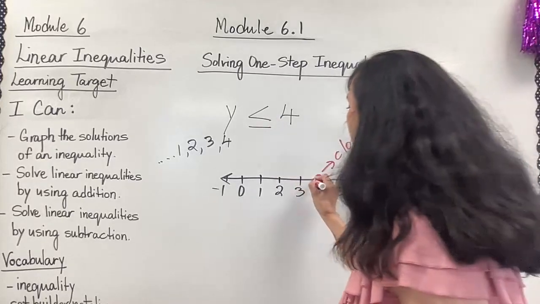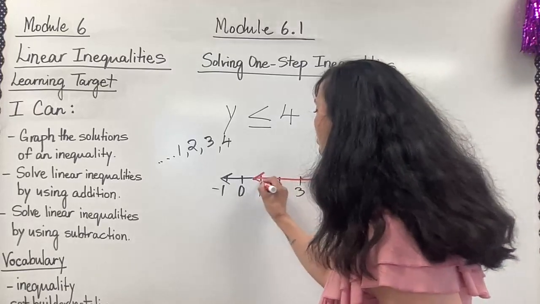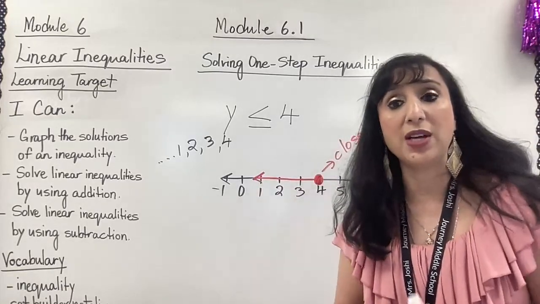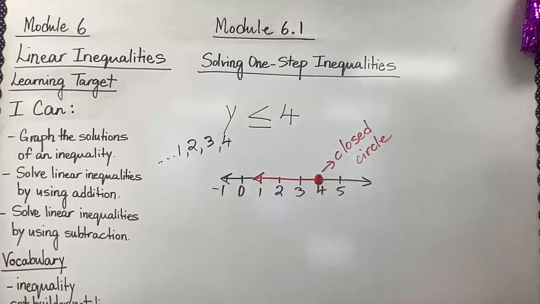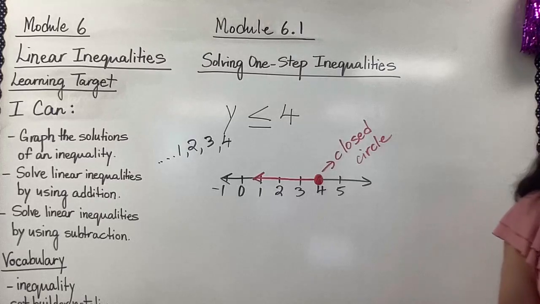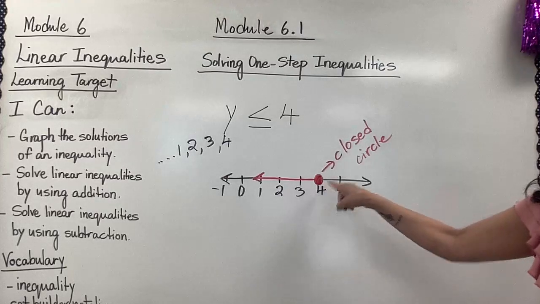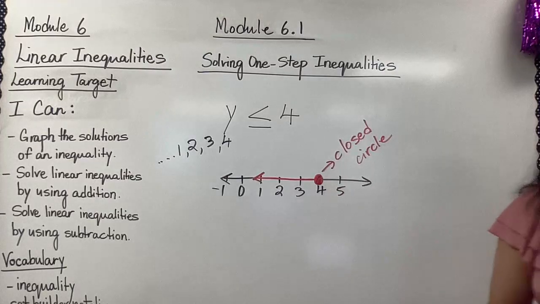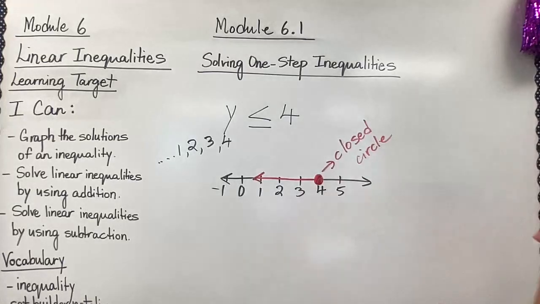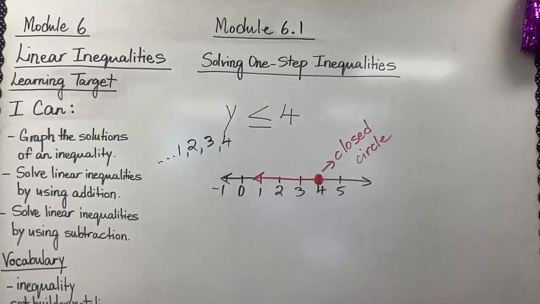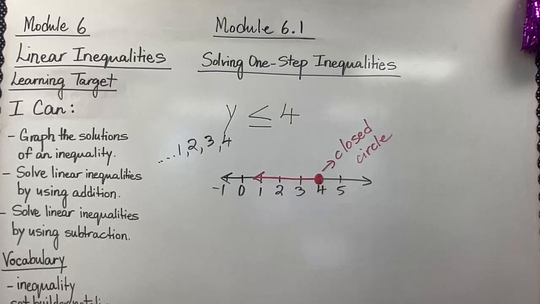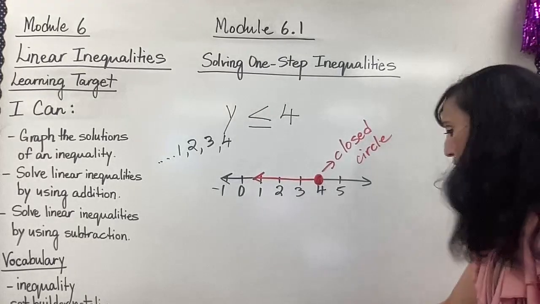And then everything to the left of 4 also is a solution to this inequality. So once again, the closed circle or the dot at 4 is showing that 4 is also a solution to this inequality. And the heavy arrow pointing to the left shows that the solution includes all numbers less than 4. Okay, let's do graphing of a solution set where, let's do one, and I'm going to just put it this side.